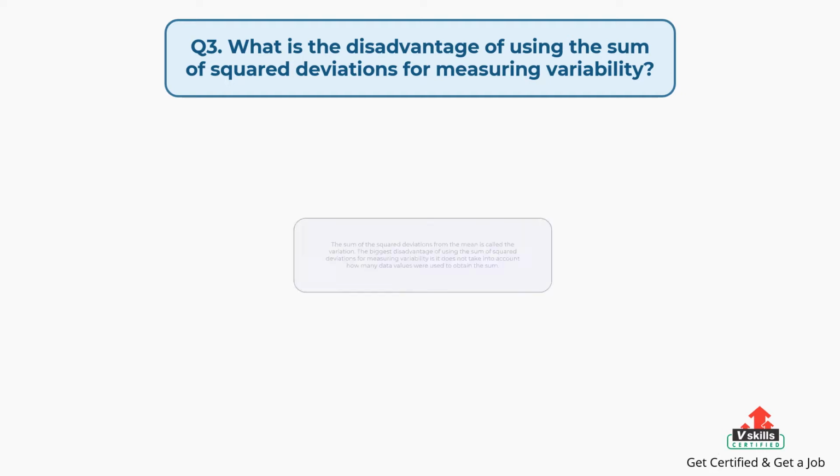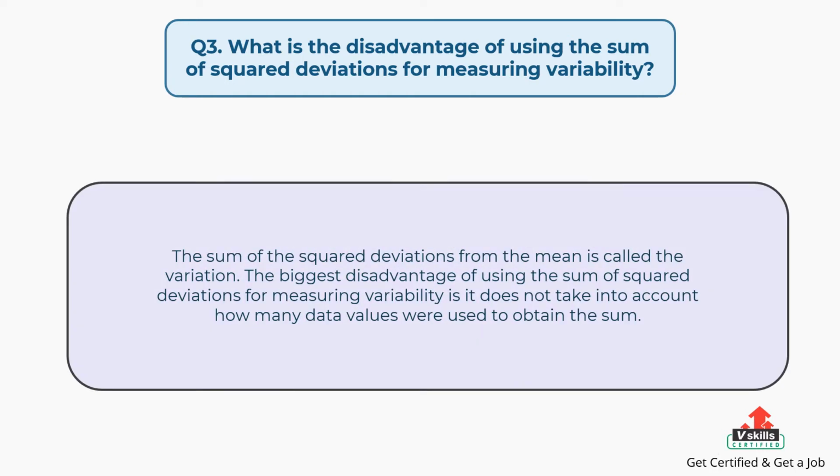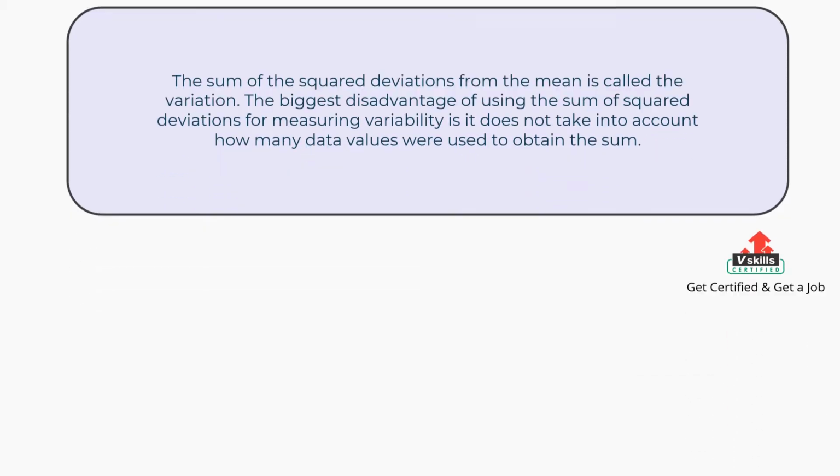The answer is, the sum of the square deviations from the mean is called the variation. The biggest disadvantage of using the sum of square deviations for measuring variability is it does not take into account how many data values were used to obtain the sum.